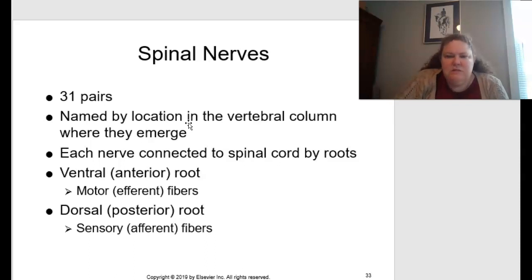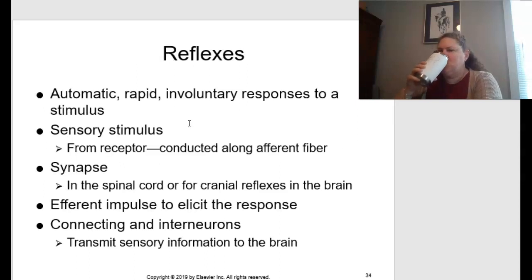So our spinal nerves, this is on page 333. You have 31 pairs of spinal nerves, and they are named by the location in the vertebral column where they emerge. Each nerve is connected to the spinal cord by roots, and we have these ventral or anterior roots, and these would be your motor efferent fibers, and then you have your dorsal or your posterior roots, and these would be your sensory or afferent fibers.